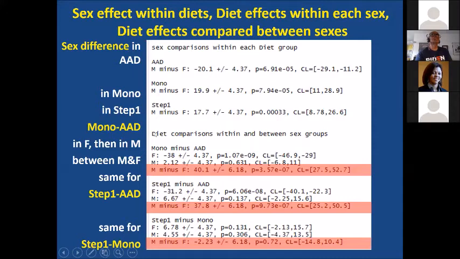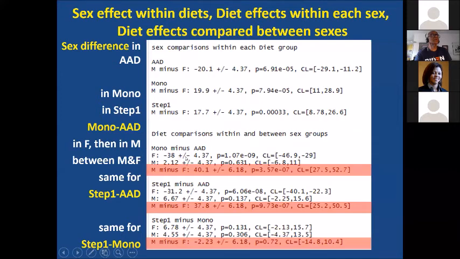Importantly, it gives you diet comparisons within each sex group and between the sex groups. So it may be a little convoluted, and if you can think of a better way for me to phrase this, I'm happy to. This is how to read the output. So it says diet comparisons within and between. So you have mono minus AAD.